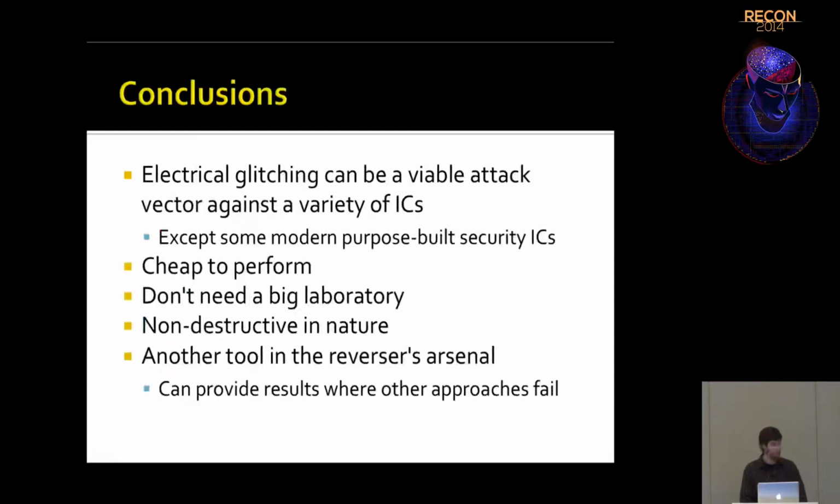So basically the conclusion of glitching in general, electrical glitching, is that it can be a viable attack vector against a variety of ICs, with the exception pretty much being some modern purpose-built security ICs where they're up to our tricks and they've put countermeasures at the hardware level. It's cheap to perform. You don't need a big laboratory. It's pretty much non-destructive in nature, except maybe your first initial few tries where you're getting a little crazy with the voltages. And it's another tool in the reverser's arsenal that can provide results where your other approaches have failed.